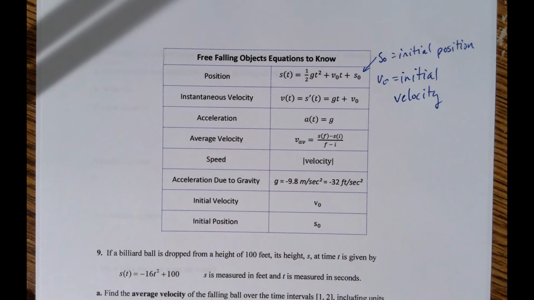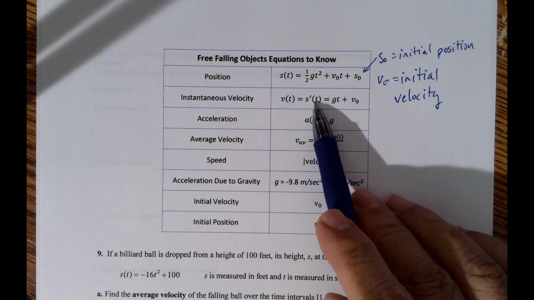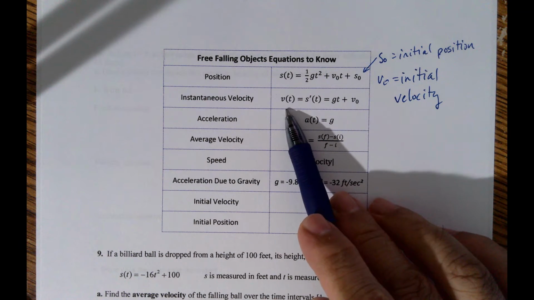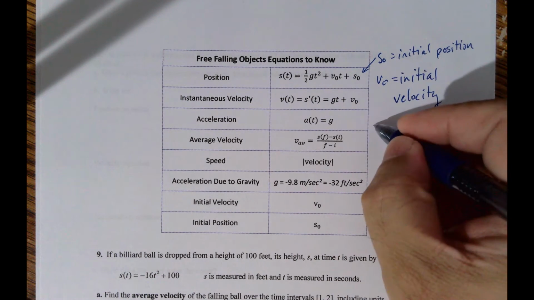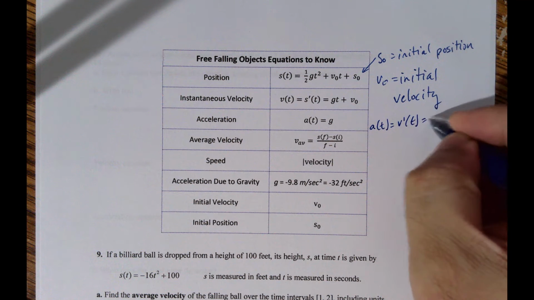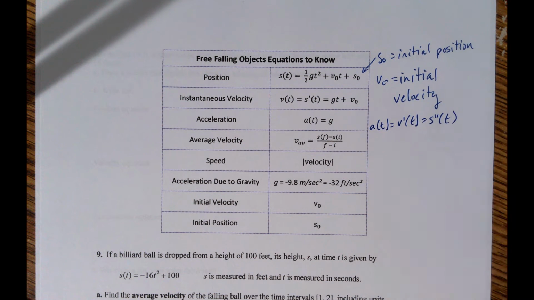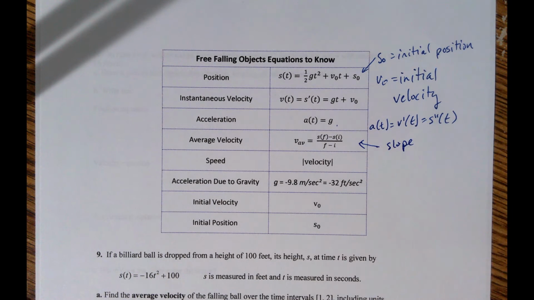Instantaneous velocity is the derivative of position, and we use v of t to represent that. Acceleration is the derivative of velocity, which would be the second derivative of position. And acceleration is the acceleration due to gravity. Average velocity is just the slope between 2 points.